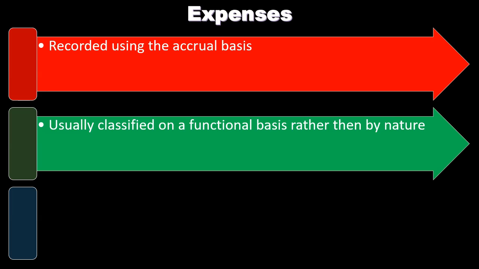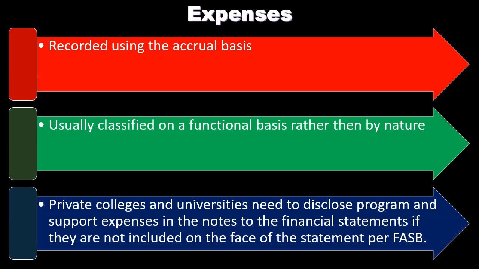You'll recall that by nature means, for example, the telephone expense, the utilities expense, and so on and so forth. By function is going to be the purpose it would be reported at. So by function, what are we using it for? By program or by a supporting type of function. Private colleges and universities need to disclose programs and support expenses in the notes to the financial statements if they are not included on the face of the statement per FASB.